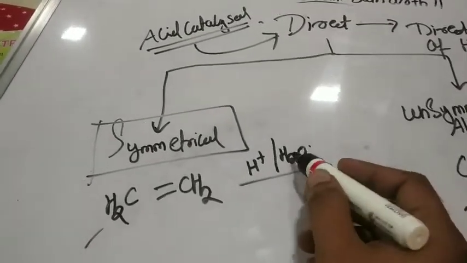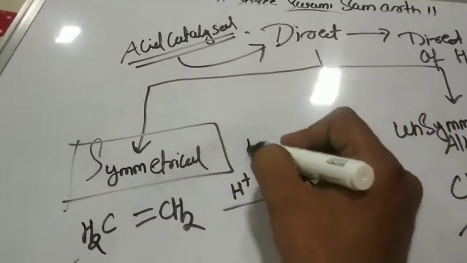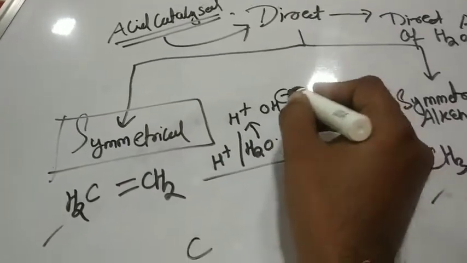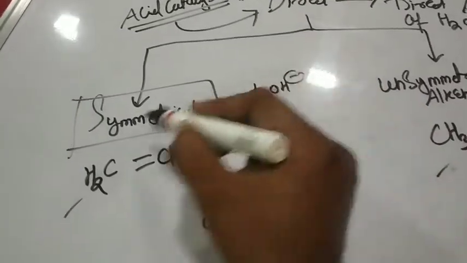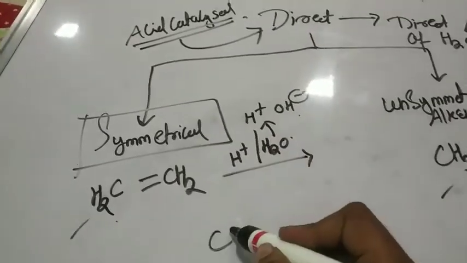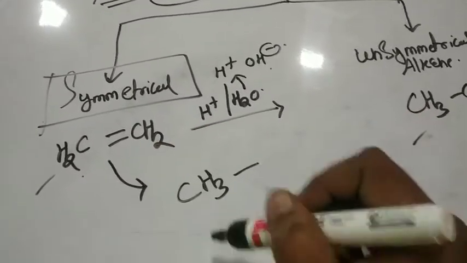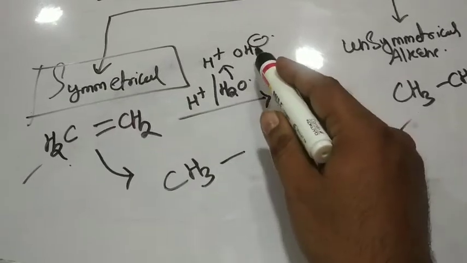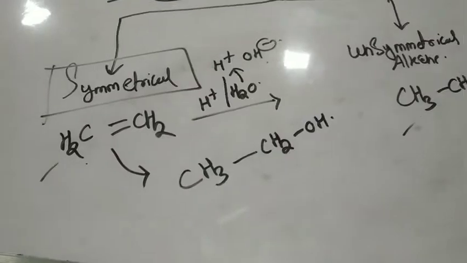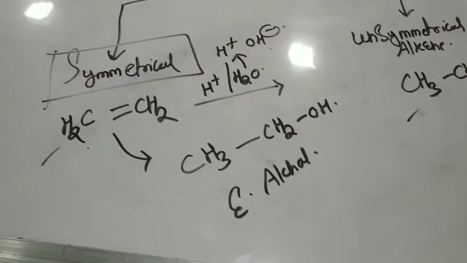So what will happen? As I showed you in the general reaction, H2O I divide into H+ and OH-, right? So one H will go here and one OH- will go here and the double bond will get broken. So it will become CH3, single bond, the double bond is getting broken and the OH- will get added to this CH2. देखो कितना सिंपल प्रोसेस है. What is obtained? Ethyl alcohol is obtained, right, from this reaction.